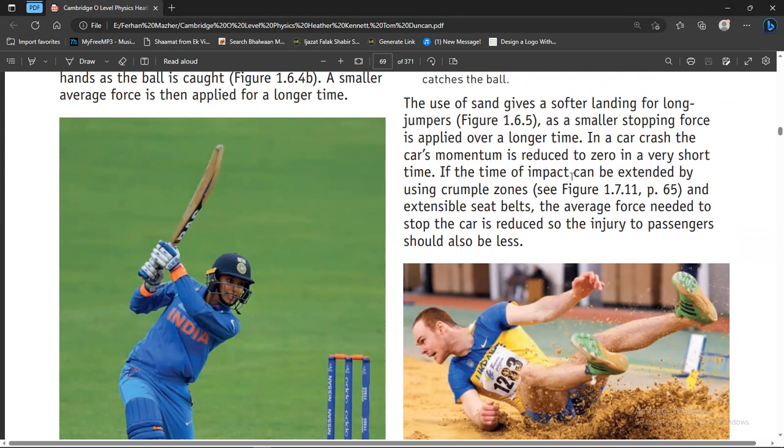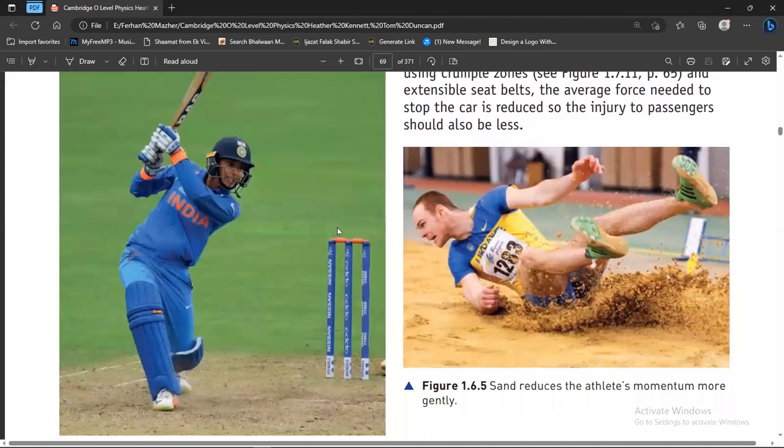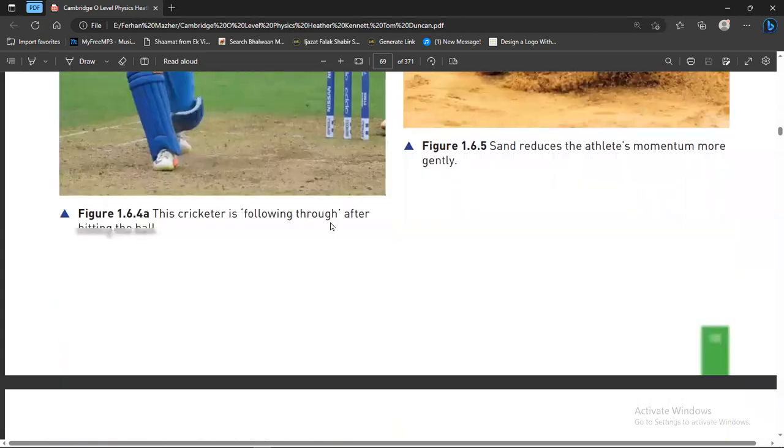If the time of impact can be extended by using crumple zones and extensible seat belts, the average force needed to stop the car is reduced, so the injury to passengers should also be less. So here we have a diagram which says sand reduces the athlete's momentum more gently.